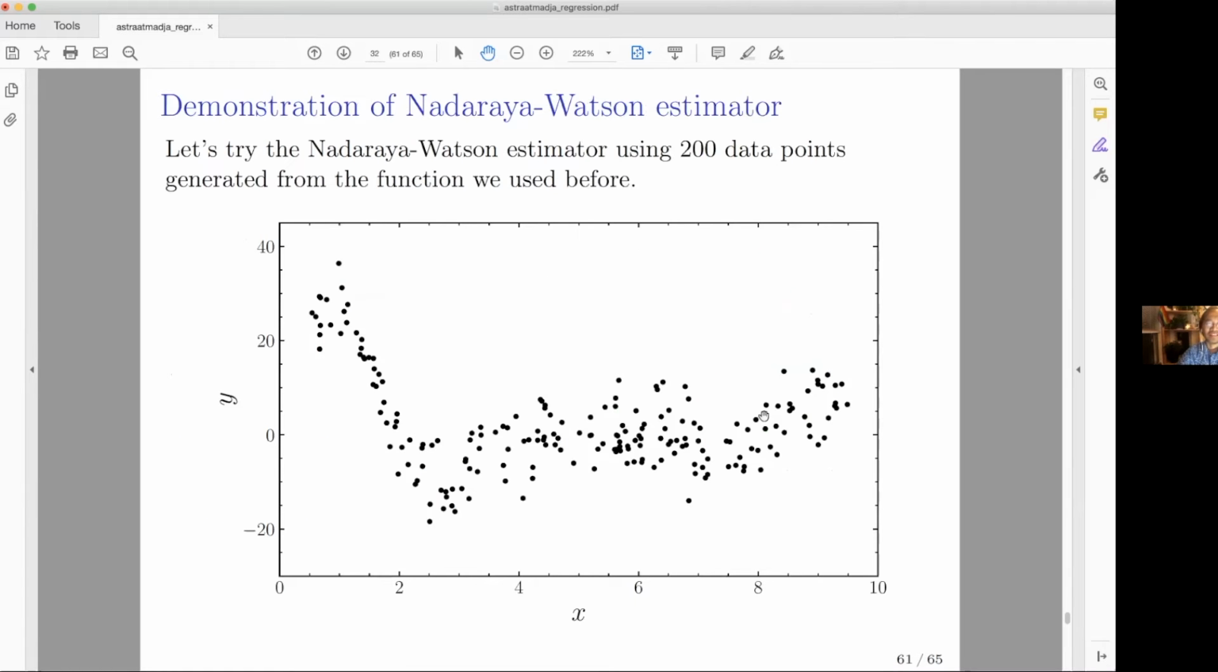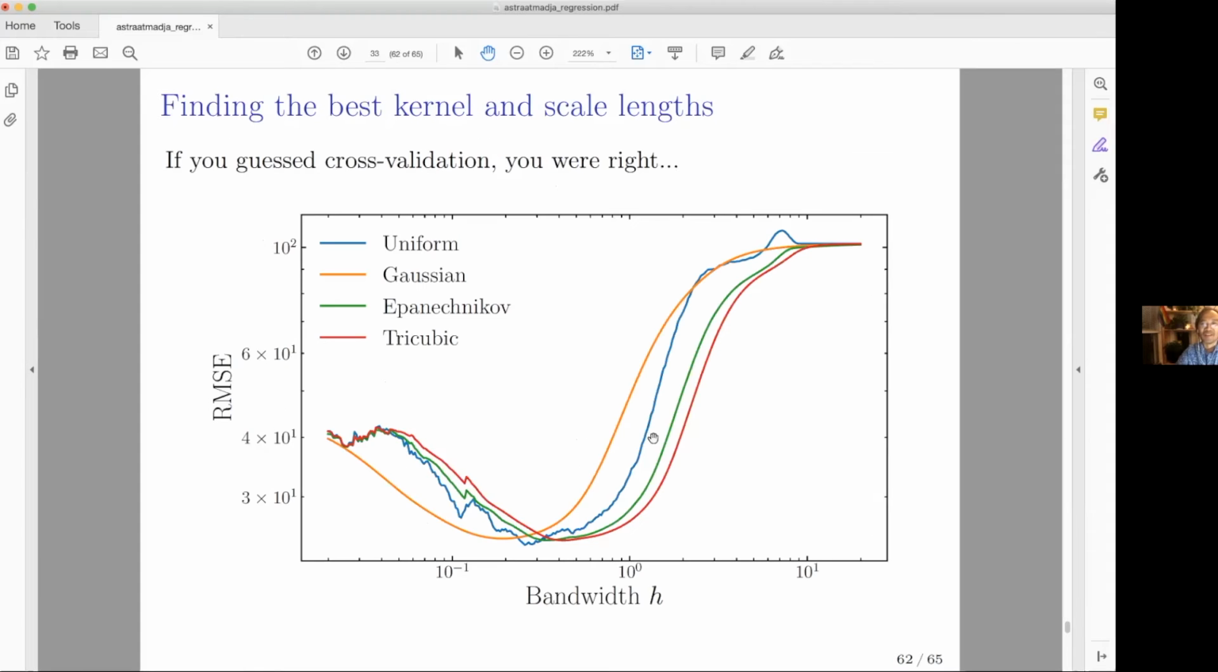Right, so let's try this with the same secret functions. We already know what it looks like, but now we generate the same points here. Now we have 200 points, so we have quite a lot. If you guessed that we are going to choose the best kernel and the best scale length using cross-validation, you're right. This is how we do it. You already know how cross-validation works, and this is the result, the root mean square errors for each bandwidth.